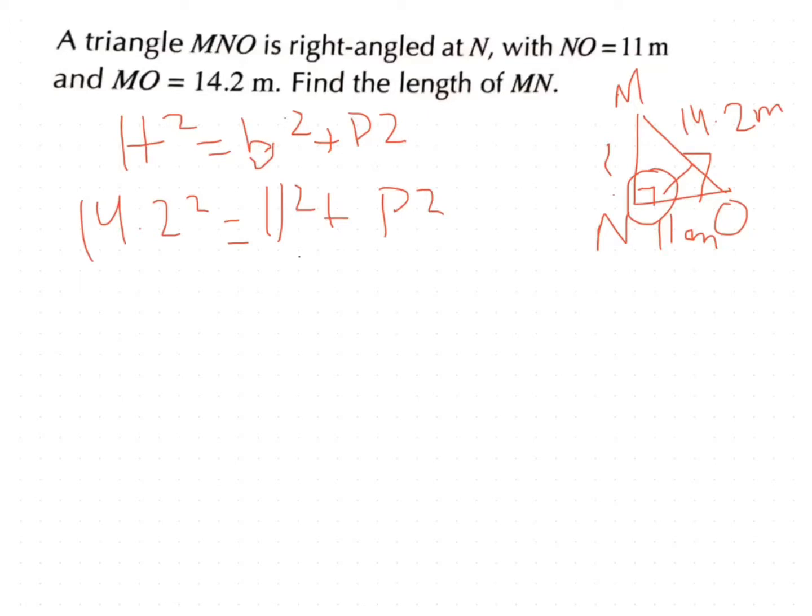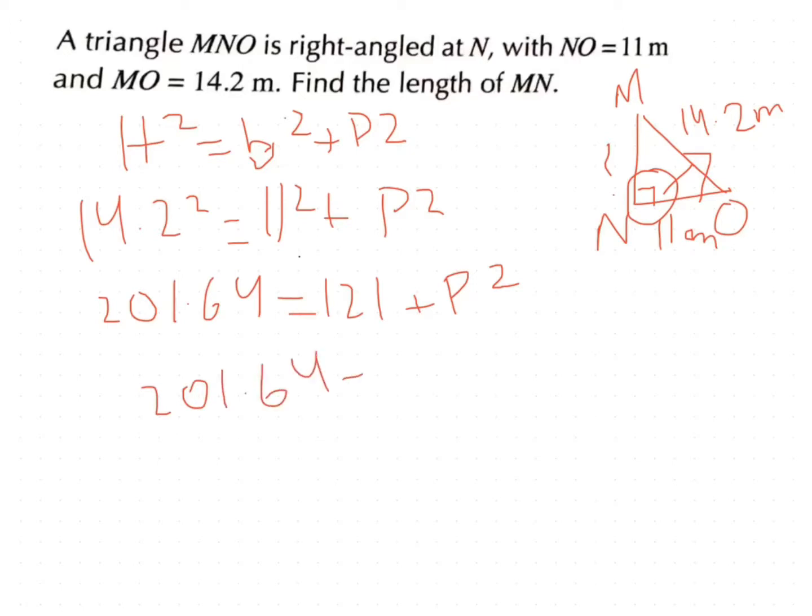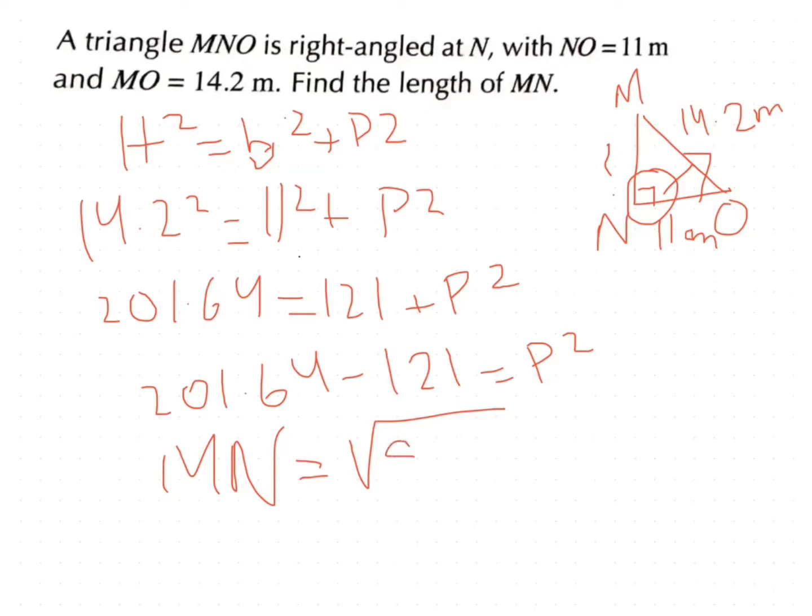So the square of 14.2 is 201.64, which equals 121, that's the square of 11, plus perpendicular square. So 201.64 minus 121 equals P square. Now MN is unknown, so we just have to subtract. After subtracting these values, we will get 80.64.